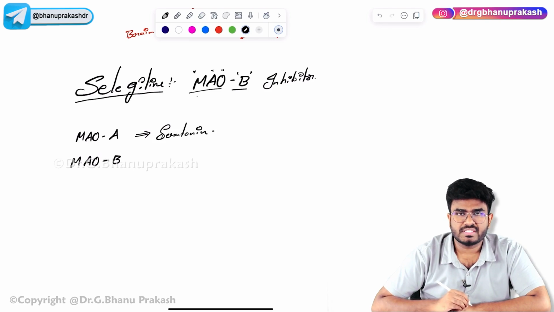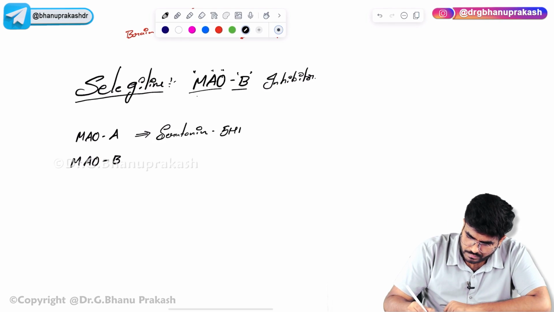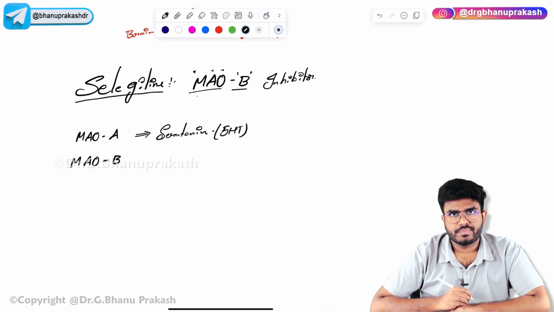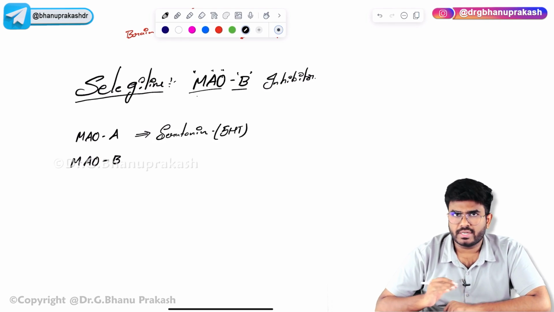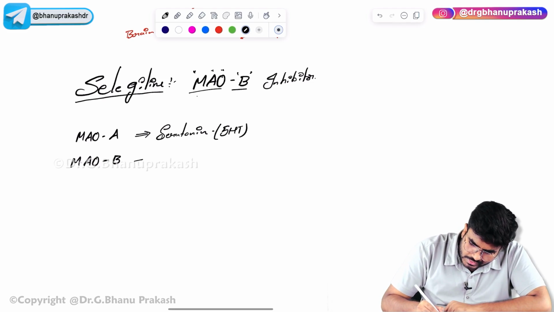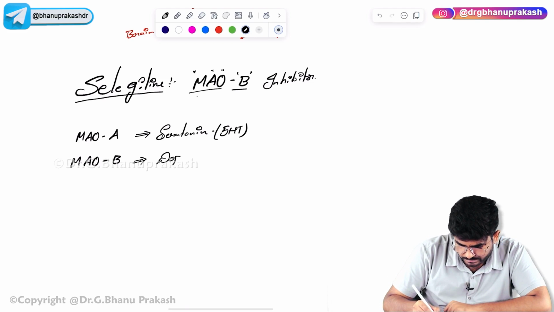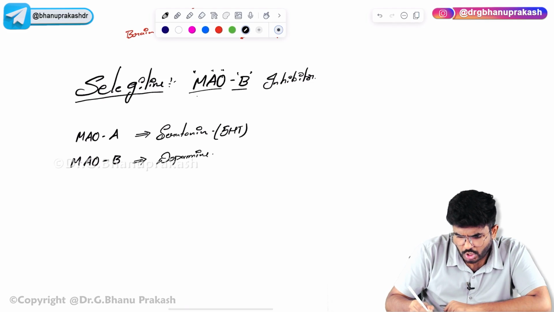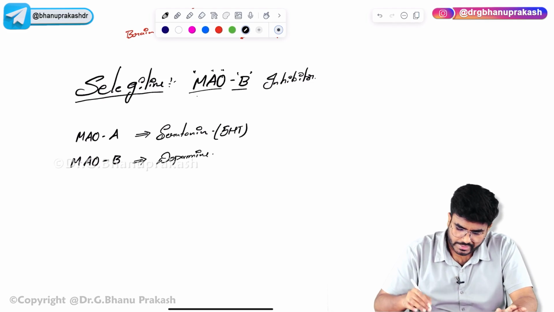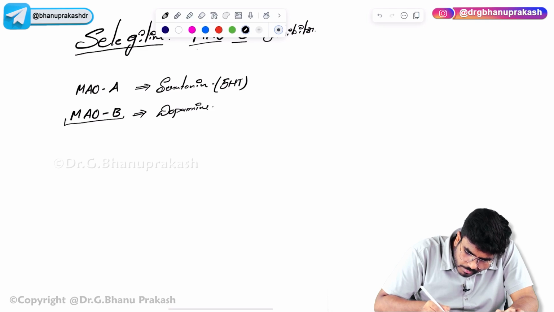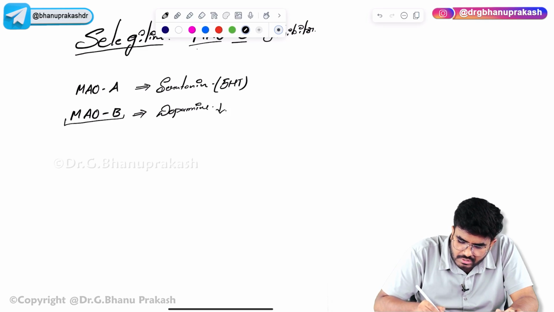Okay, serotonin. That's 5-HT. MAO-A is going to take care of the serotonin. It breaks down the serotonin. MAO-B is going to break down the dopamine. This is something normal in the body. So what is this MAO-B doing? MAO-B is going to reduce the dopamine level; it breaks down the dopamine.